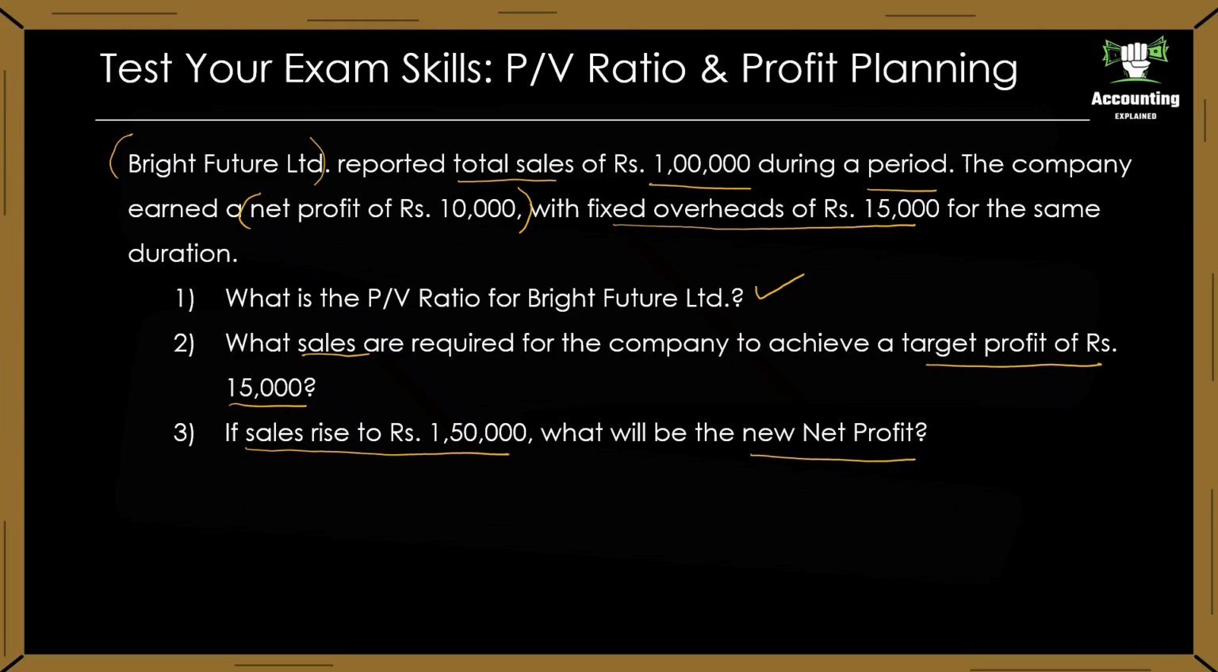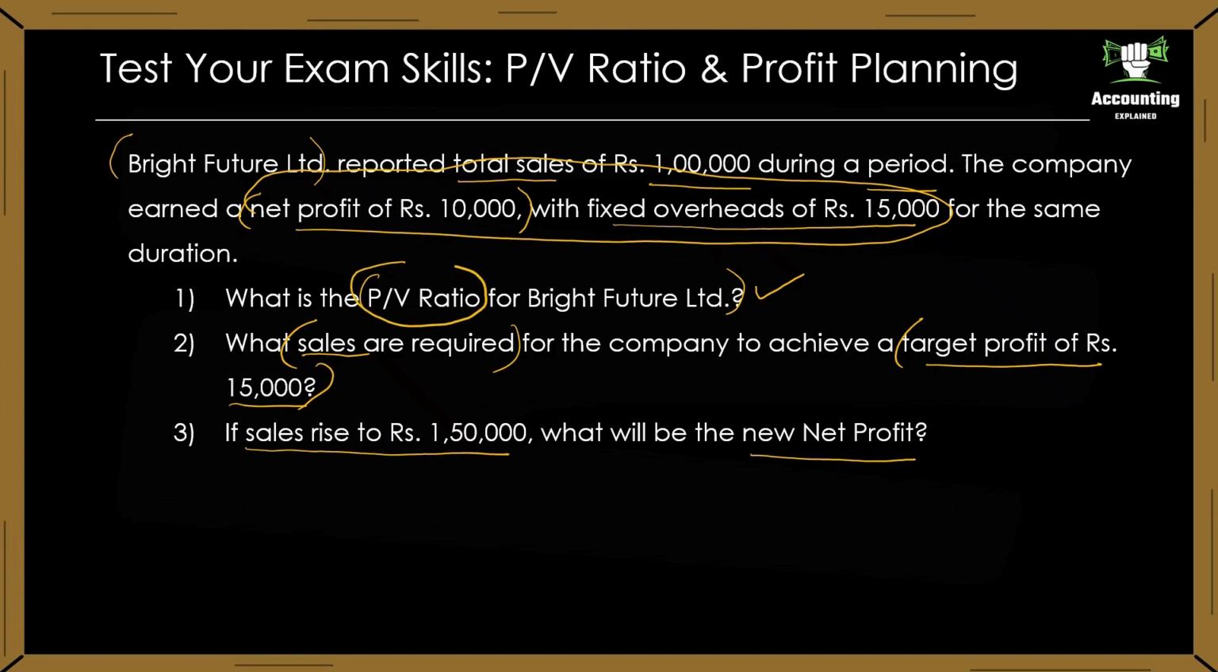Let me explain the steps we are going to use for solving this numerical. Initially, we are going to find out the P by V ratio for Bright Future Limited with the information given, net profit and fixed overheads, that is the fixed cost. Next, with that P by V ratio as the base, we are going to find out the sales required for the target profit of 15,000. Again, with the same P by V ratio which we have calculated, we are going to find out the new net profit if the sales has increased to rupees 1,50,000. Come on students, let's solve the question.